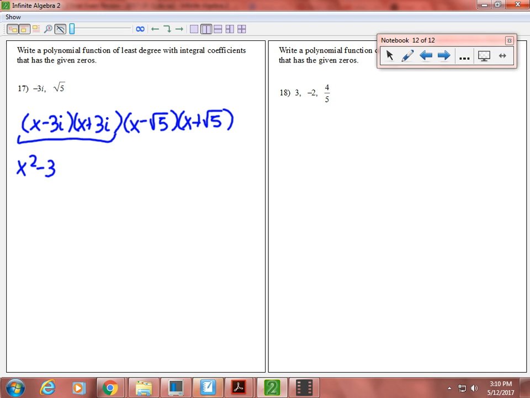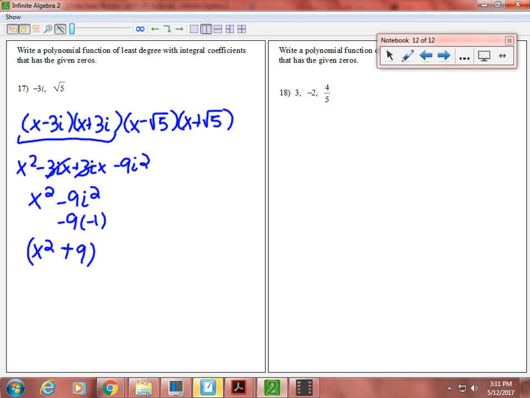So I get x squared minus 3ix plus 3ix minus 9i squared. So those are going to go away, and I get x squared minus 9i squared. Well, I know that i squared is really negative 1, so it's negative 9 times negative 1. So I have x squared plus 9. Now I have to go through and do the same thing on this side. Putting those two together, that's going to give me x squared minus root 5x plus root 5x minus the square root of 25. These are going to go away, so I have x squared minus 5.